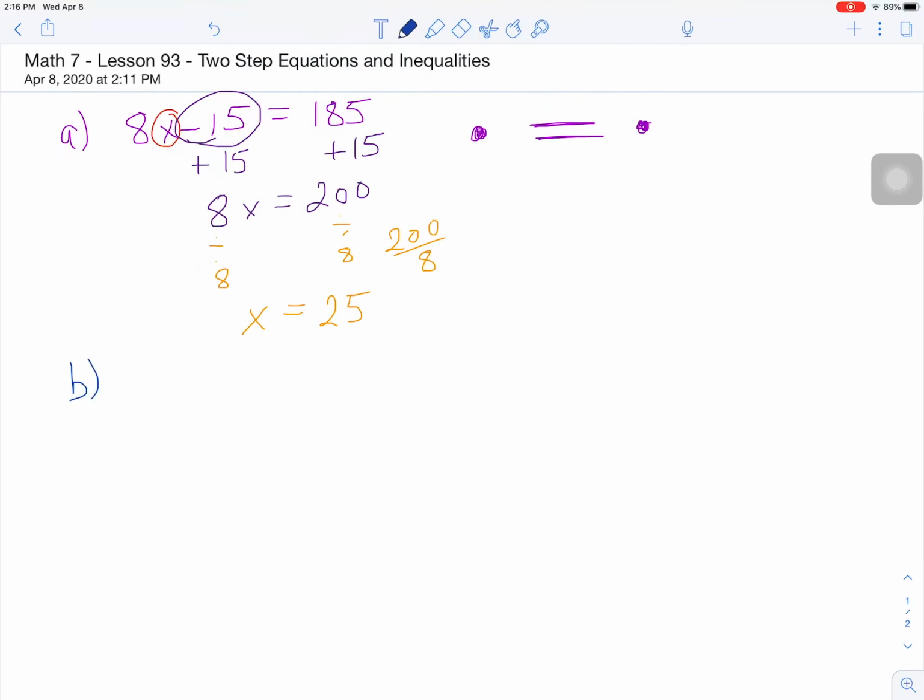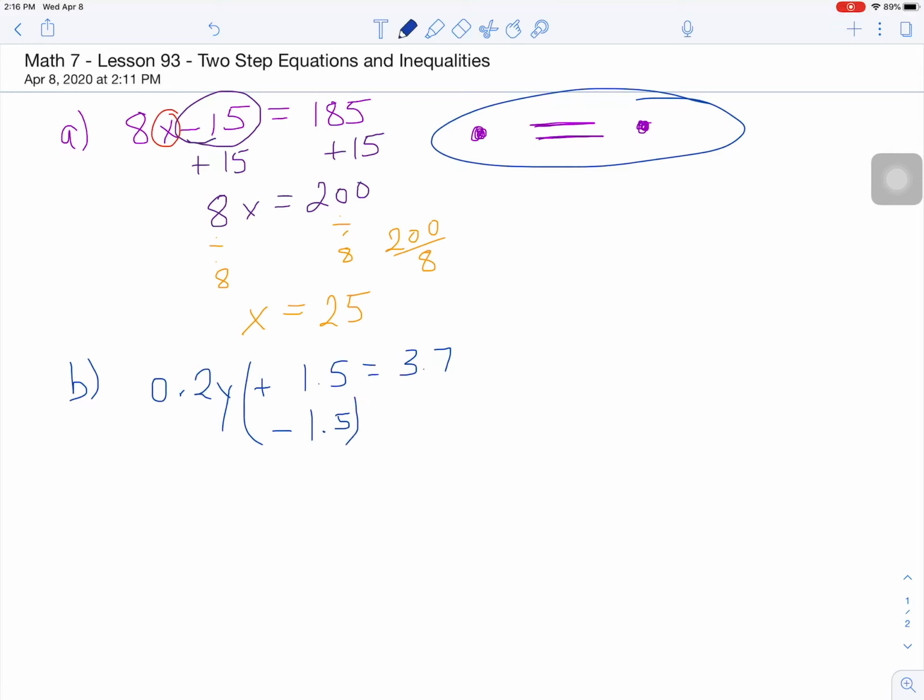Let's move on to our next one, b. So b says 0.2y plus 1.5 equals 3.7. Decimal numbers, even more fun. So remembering our key learning here, whatever we do to one side, we have to do to the other side. That gives us then, we're going to have to take away 1.5 from this side because this is a plus 1.5. And we're going to have to take away 1.5 from this side.